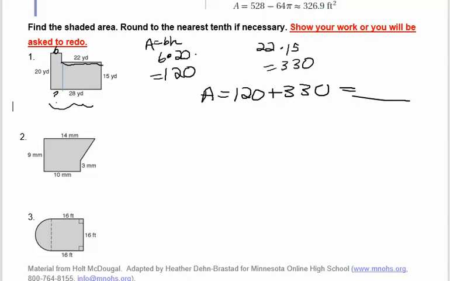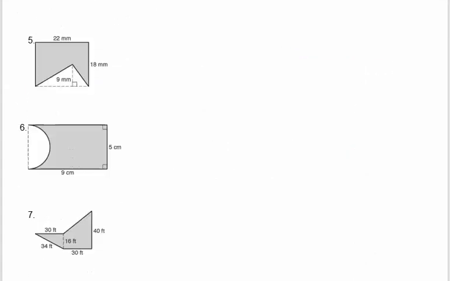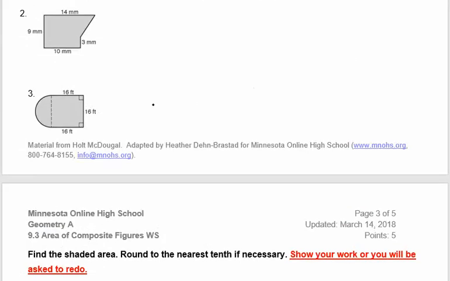Let's look at another example. Let's look at number 3, or another one with a half of a circle like that. I'll start number 3. So in number 3, we have two figures. We have a semicircle and then we have a square. It's a square, not a rectangle, although you still find it with the same formula.